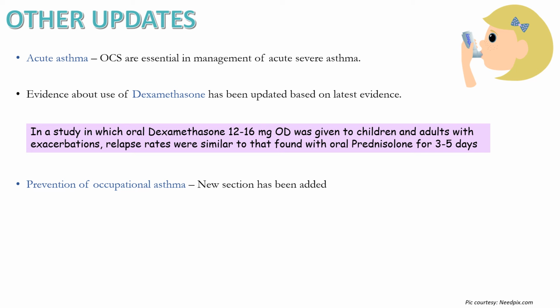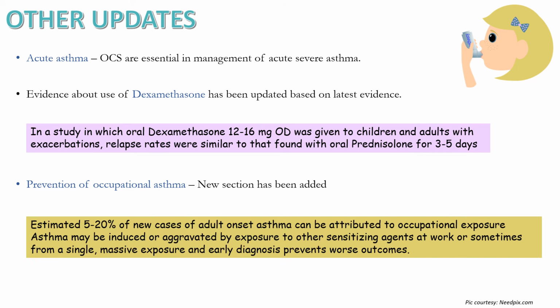And for prevention of occupational asthma, a new section has been added because it has been seen that asthma may be induced or aggravated by exposure to other sensitizing agents at work, or sometimes from a single massive exposure, and early diagnosis prevents the worst outcomes in patients with occupational asthma.